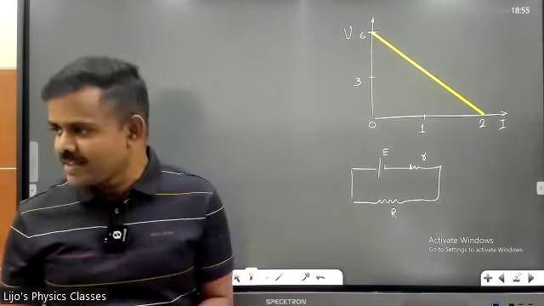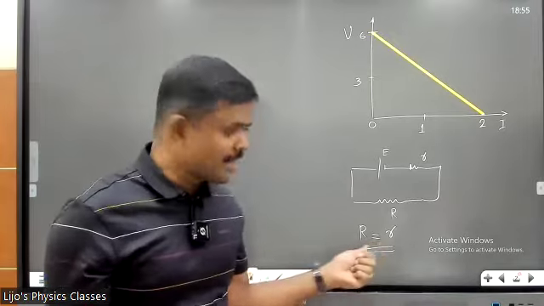Power transferred from the cell to the resistor is maximum when external resistance is equal to internal resistance. You don't have to prove it because the proof used to be there, it is deleted now. You use the principles of differentiation. There is something called condition for maxima minima. You will use that to get this condition.